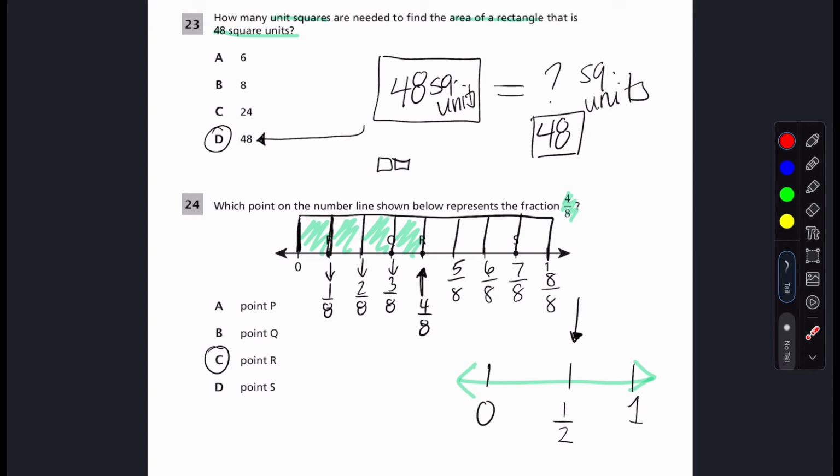All right, hit pause and jot this down into your notes. And I hope this strategy really helps you, because it really helps me see it, as well as figure out how do I find these same numbers on a ruler.